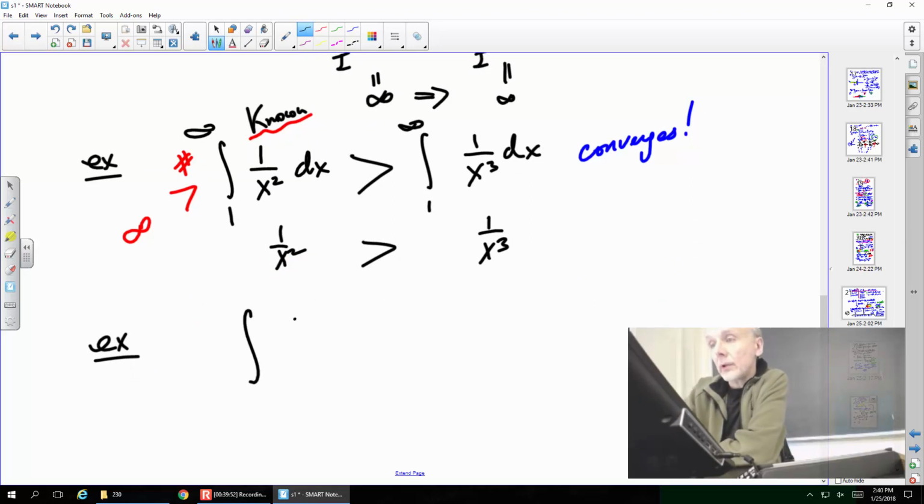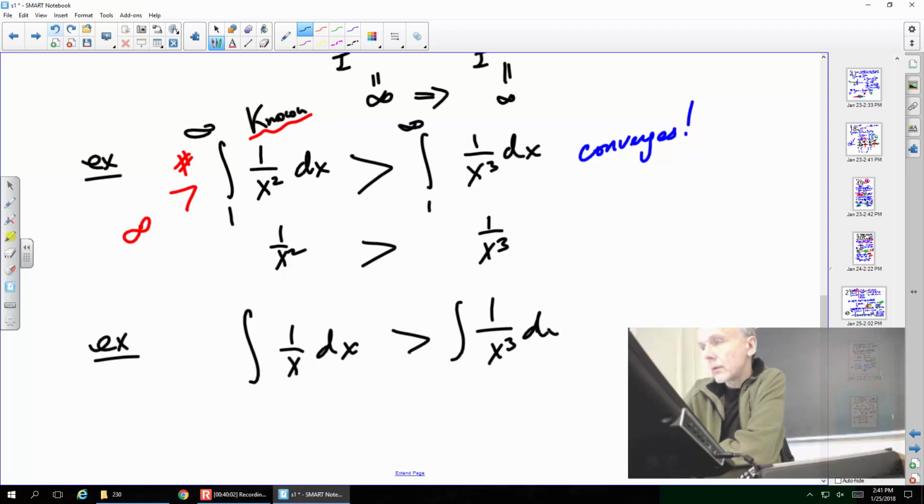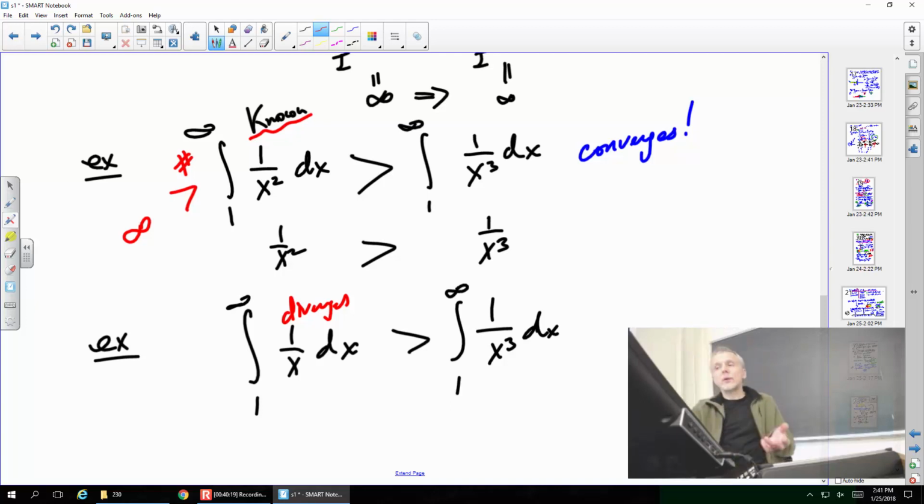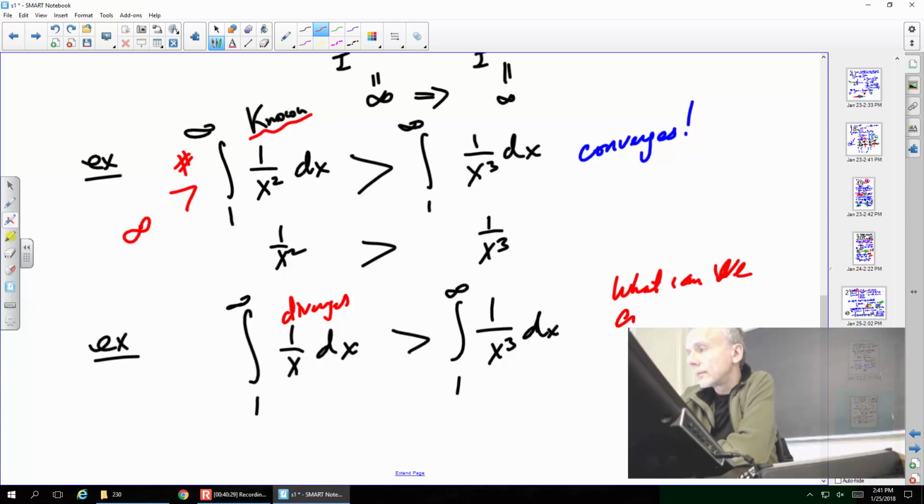So I could try to use the same logic and look at 1 over x. The integral of 1 over x dx is larger than that of 1 over x cubed. So the one on the left diverges, as we know. I'm sorry, the inequality, yeah, okay. So what can we conclude about the other integral? It's either infinity or a number, since it's less than the one that diverges.